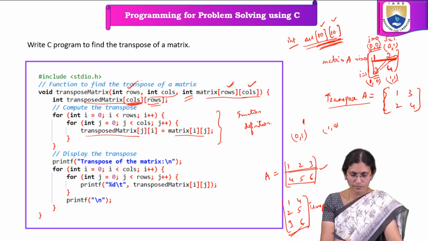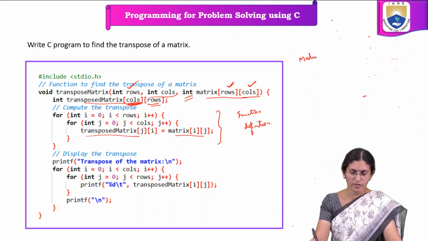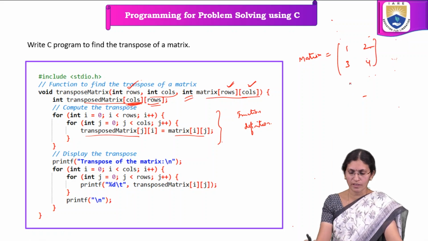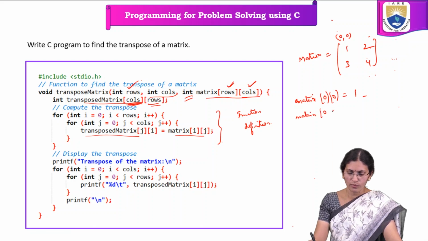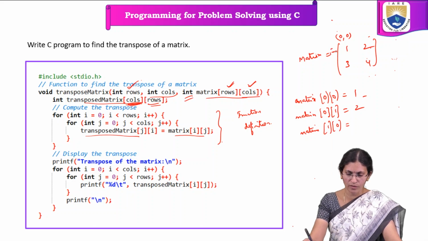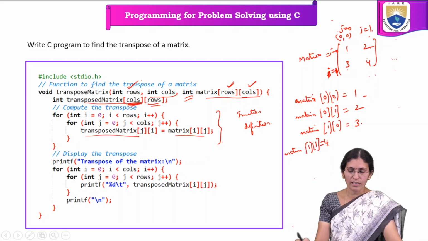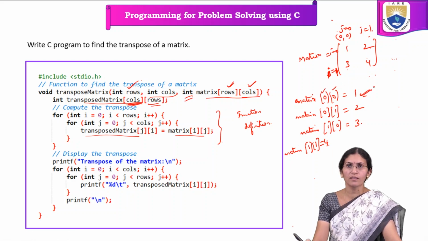For example, suppose this is the matrix we have, with the elements 1, 2, 3 and 4. The first element can be accessed with the subscript 0, 0. So matrix of 0, 0 has the value 1, then matrix of 0, 1 is equal to 2. Then matrix of 1, 0 is equal to 3, where i is equal to 1 and j is equal to 0. And then matrix of 1, 1 is equal to 4. So these are the corresponding subscripts to access the values in this particular array.